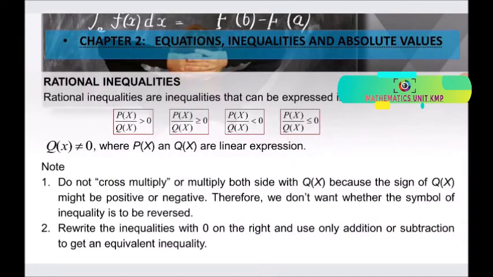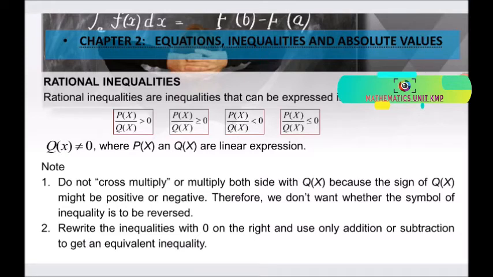Next subtopic is rational inequalities. Rational inequalities are inequalities that can be expressed in the form p(x) over q(x) greater than 0, p(x) over q(x) greater or equal to 0, p(x) over q(x) less than 0, or p(x) over q(x) less than or equal to 0.